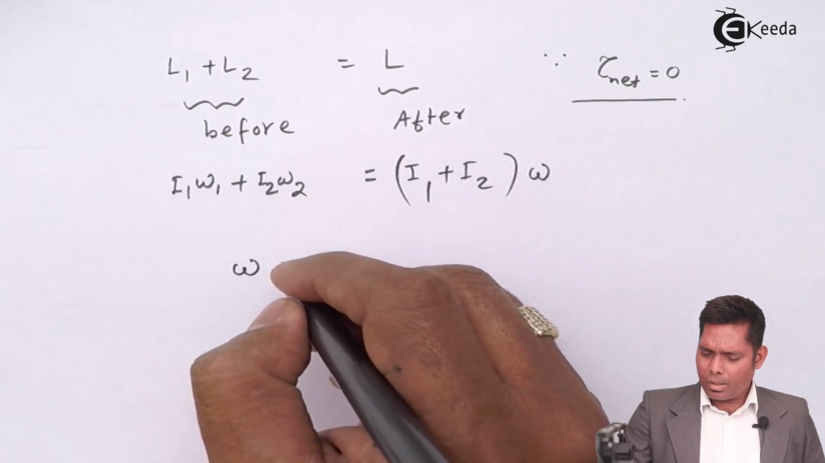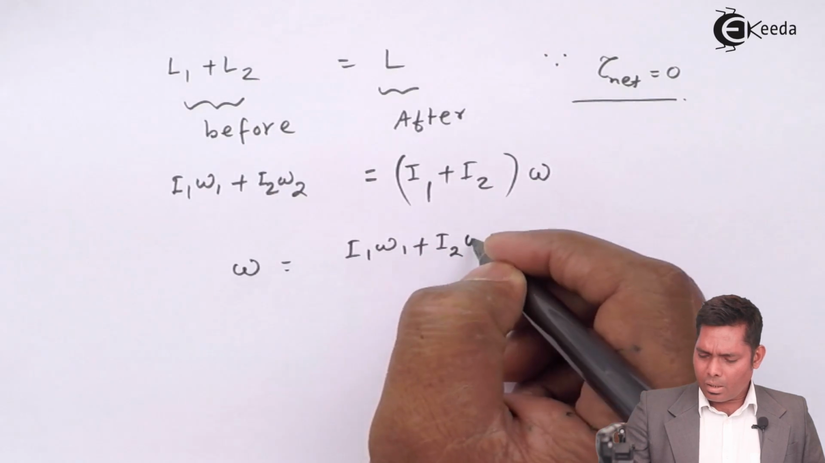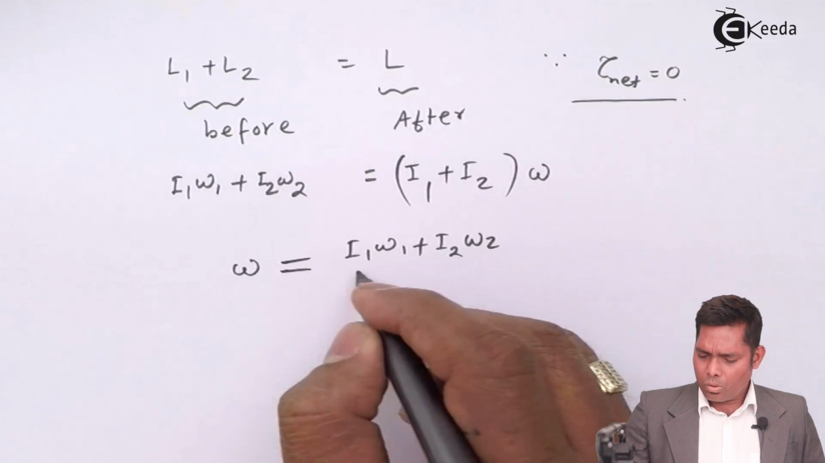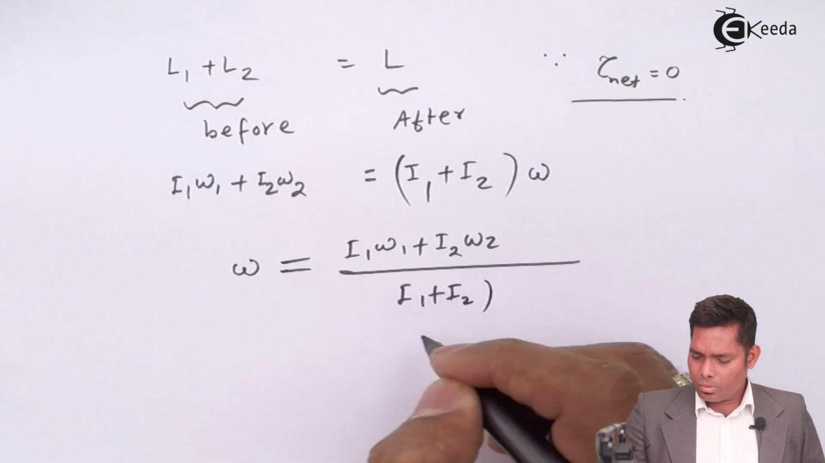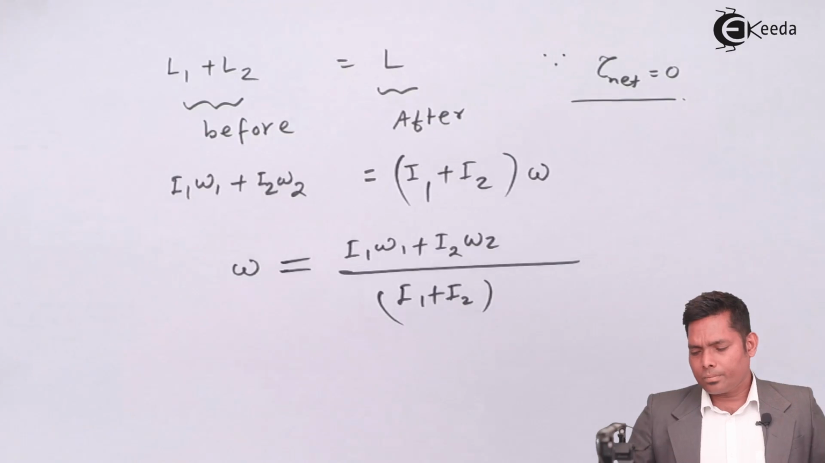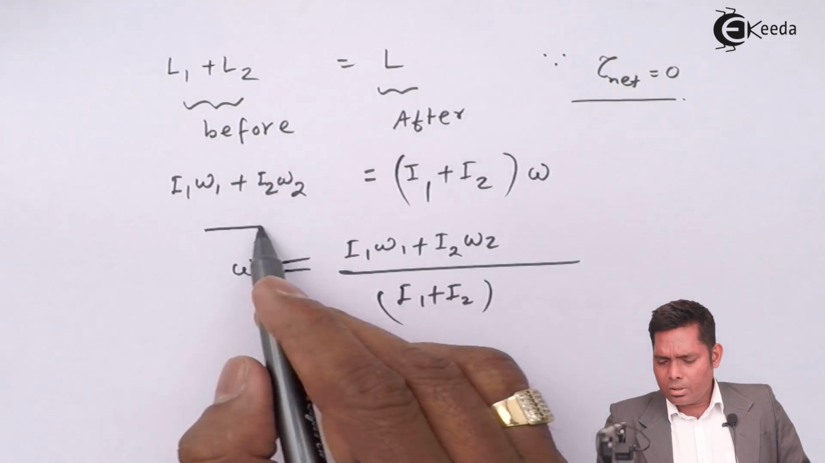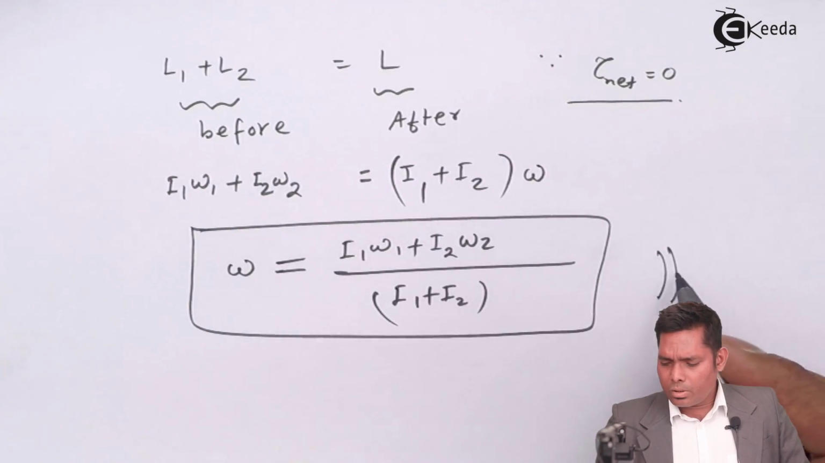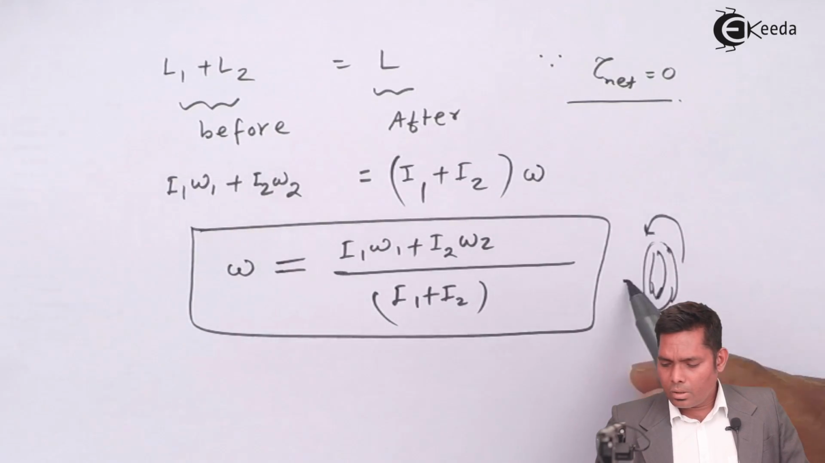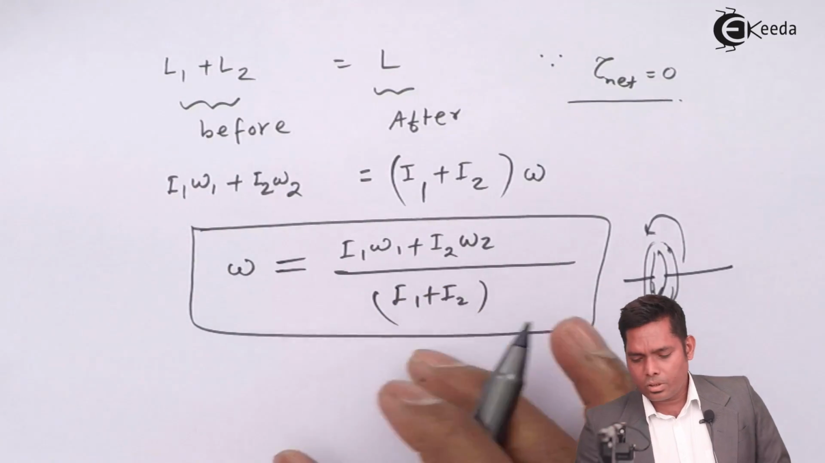So from here, omega I can write as I1 omega 1 plus I2 omega 2 over I1 plus I2. This is the situation when they're together. This is the omega with which the two wheels will rotate together, a common omega. This is how you find it.